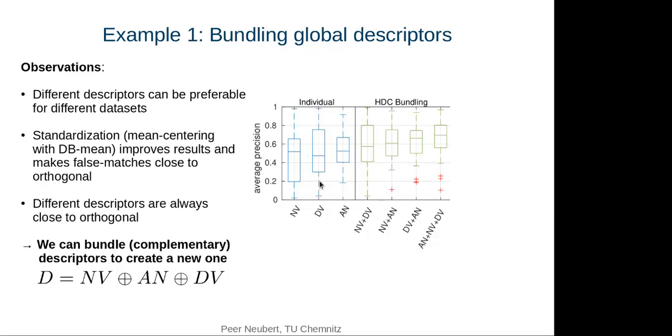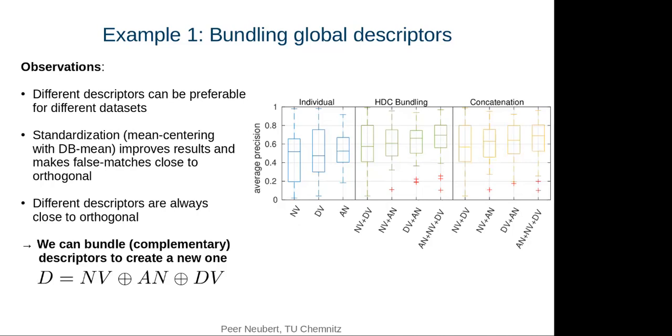If we combine 2 of them, for example, NetFLAT and DenseFLAT, or all 3 of them, the performance considerably increases. So that's already a good idea to do this. We can simply create better descriptors by bundling existing descriptors. However, and that's something I think is very important, we can do this using HTC, but we can also do it without HTC. So for example, by just concatenating those vectors.